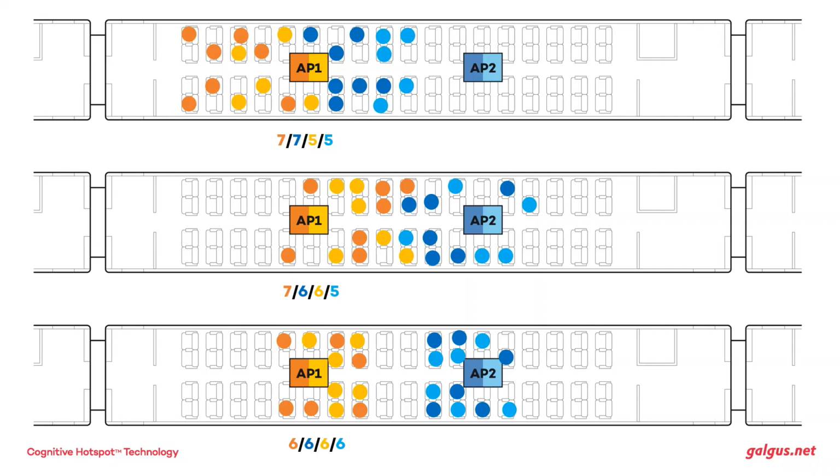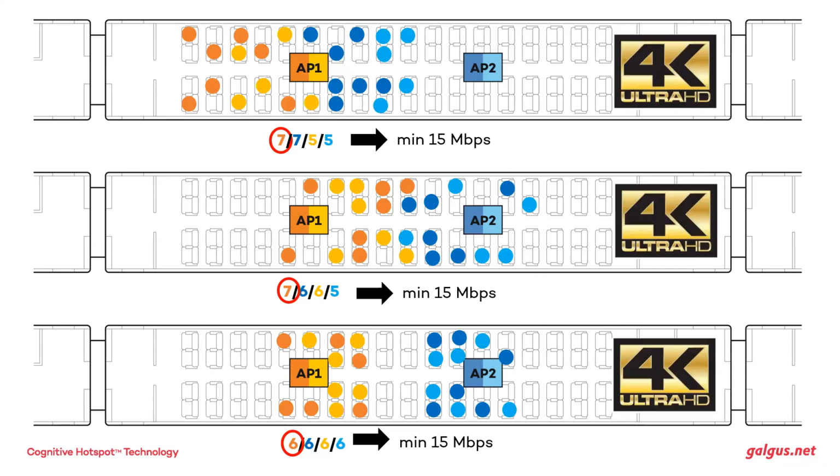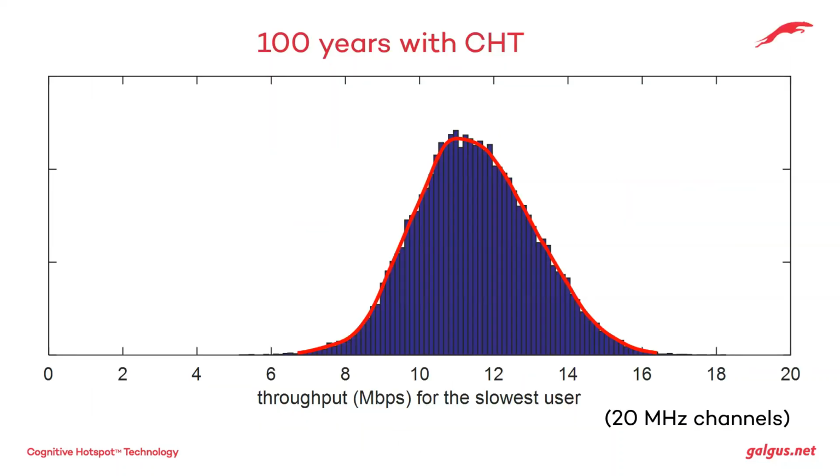In addition, the channels, bandwidths, and powers are also configured in real time by the team of APs. As a result, the Wi-Fi network is able to guarantee an outstanding performance for every user, even the weakest ones. There are no underused resources. In this example, 15 megabit per second corresponds to 4K video streaming for every connected user. And finally, the histogram in this case is called 100 years with CHT.